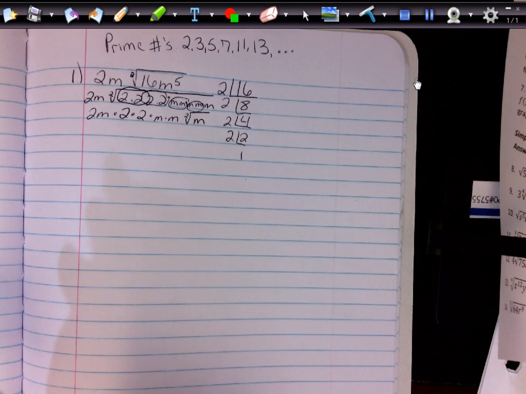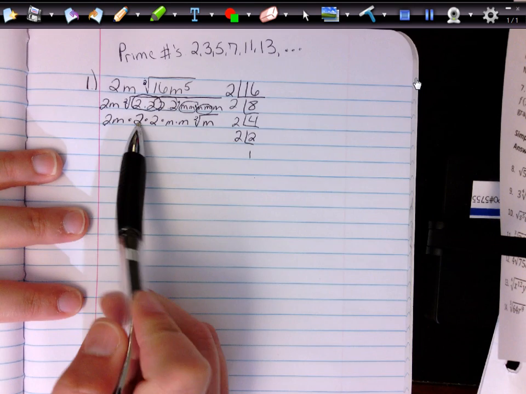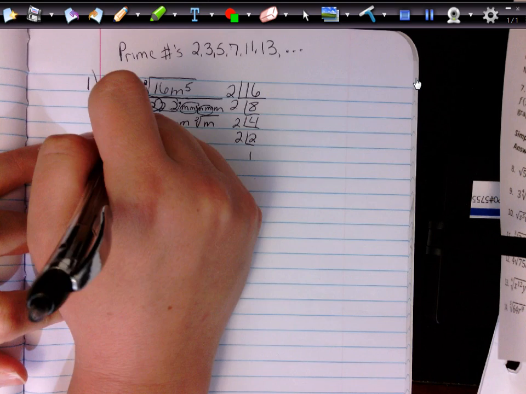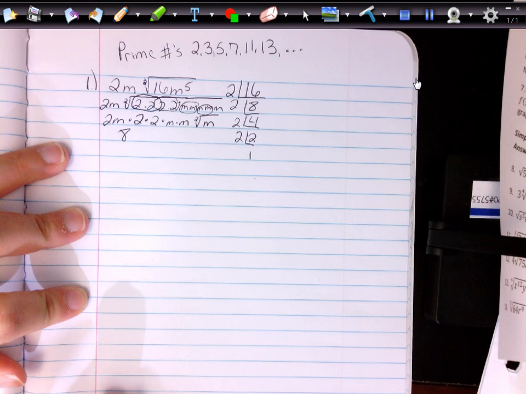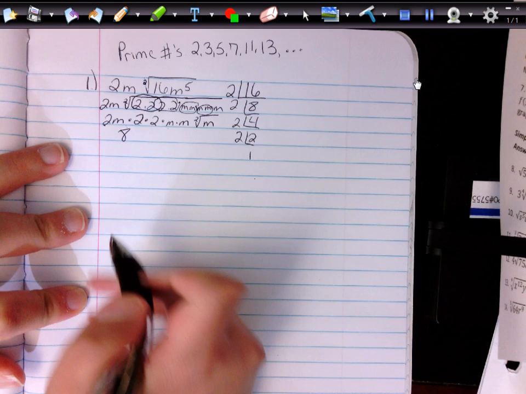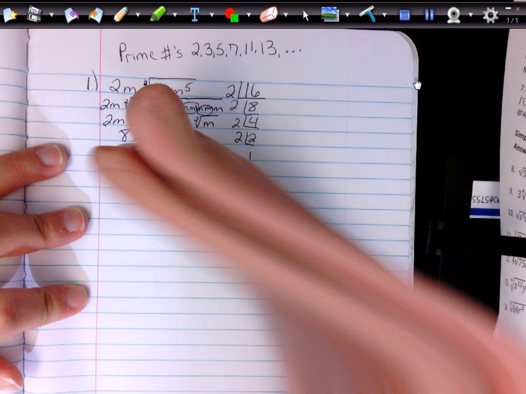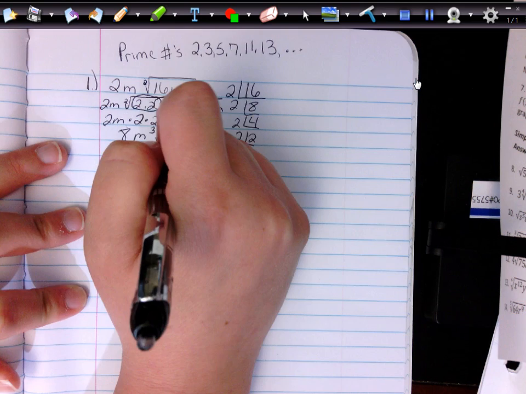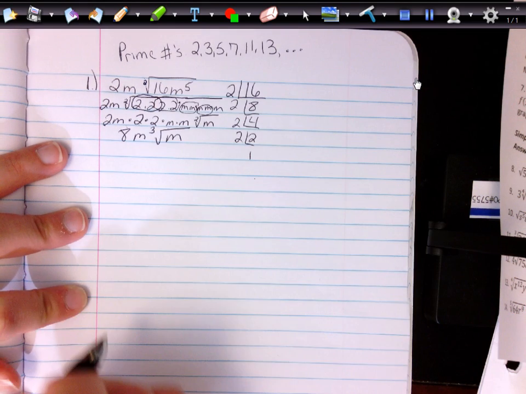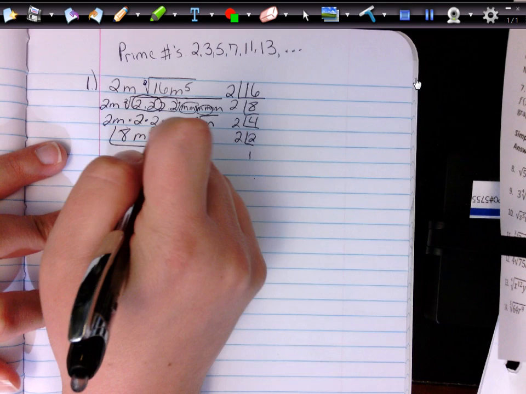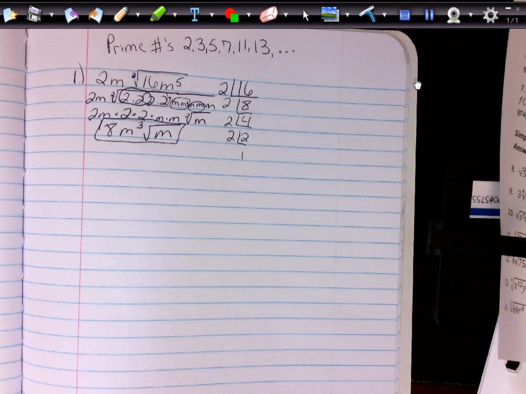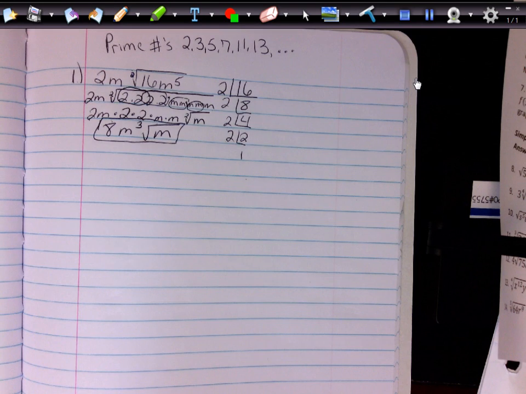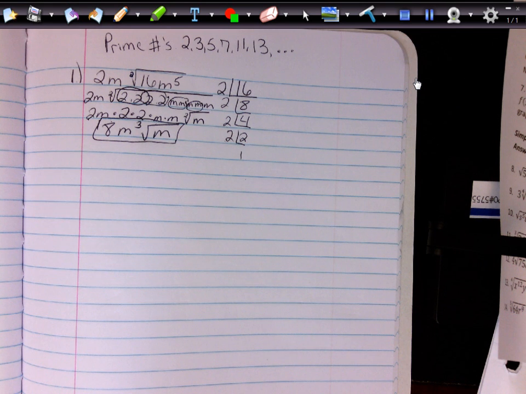So now I'm going to multiply everything on the outside. 2 times 2 times 2 is going to give me 8. Then I have m times m times m, which gives me m to the 3rd. And then I have my square root of m. So there's my simplified radical: 8m to the 3rd square root of m. Please make sure you have all of that worked down before you move on.